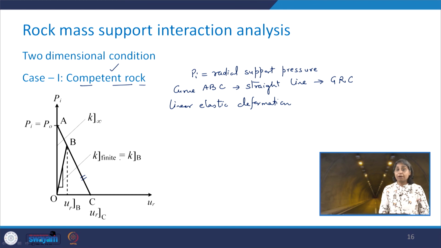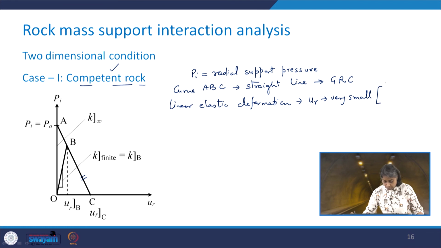Because we are talking about the competent rock, and I mentioned to you that based upon the type of the rock or the type of the support system, you may have elastic, elastoplastic, elastic, plastic, and the time dependent kind of behavior. So, in this case it is the linear elastic deformation where UR is very small, maybe to the tune of 1 to 10 mm.